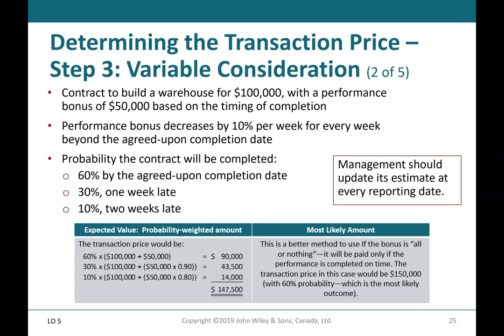The most likely amount. This is a better method to use if the bonus is all or nothing. It will be paid only if the performance is completed on time. The transaction price in this case would be $150,000 with 60% probability, which is the most likely outcome.